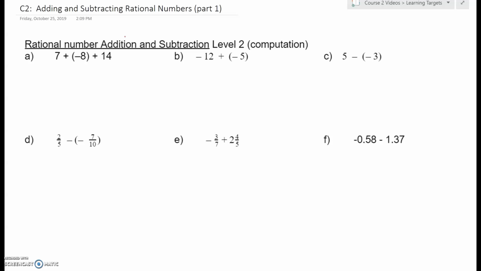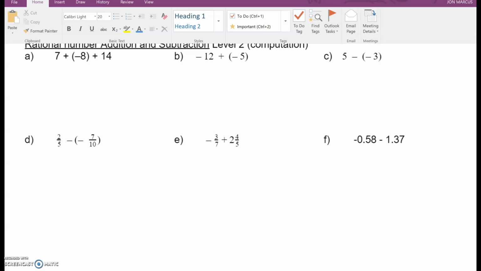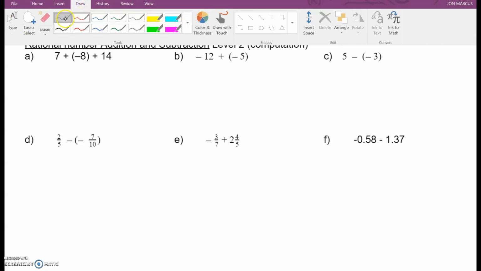I'm talking about addition and subtraction of rational numbers. That includes integers like -3 and +5, and also decimals and fractions as well. Those are all rational numbers. So let's get right to it.